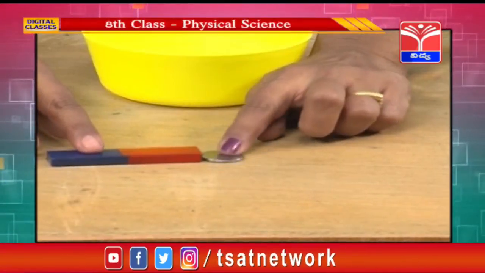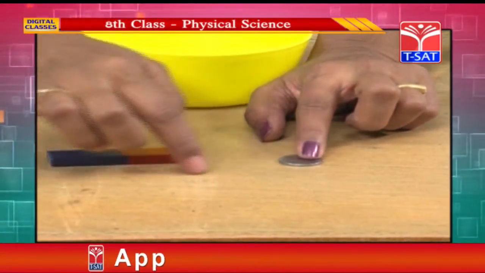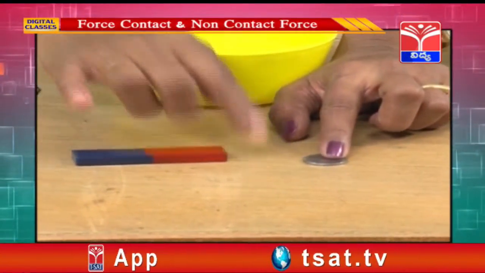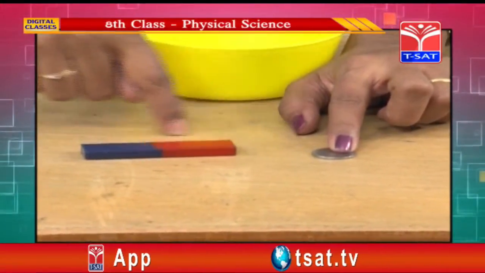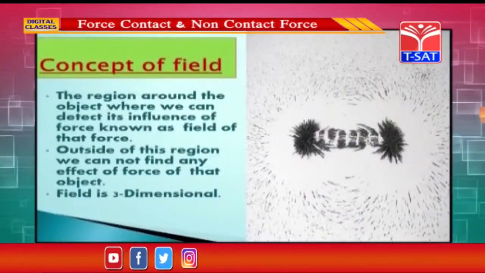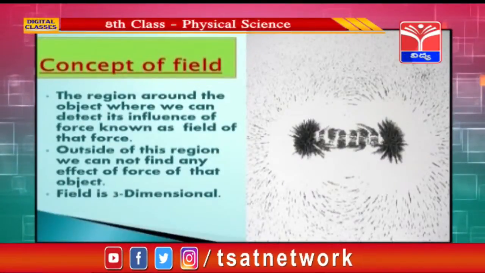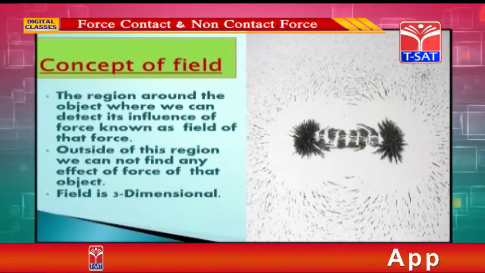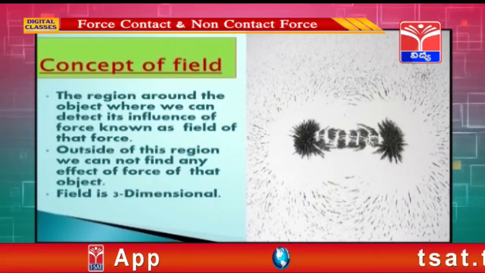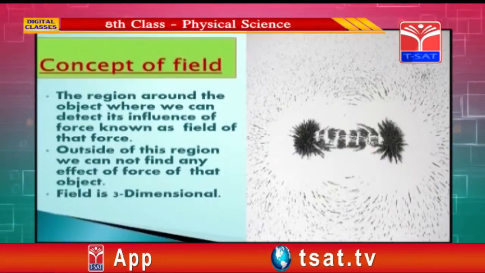Means what? So up to this region only, the magnetic force influences. The region around the object where we can detect its influence of force is known as the field of that force. Out of this region, there is no effect of the force.